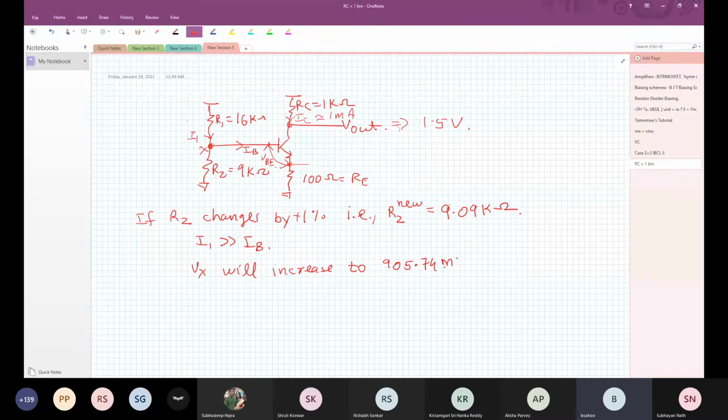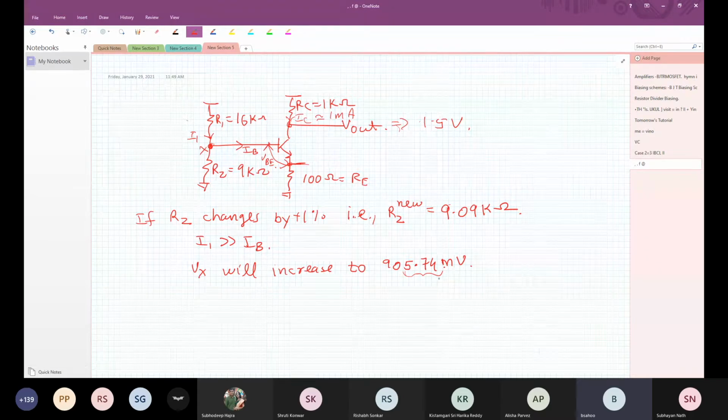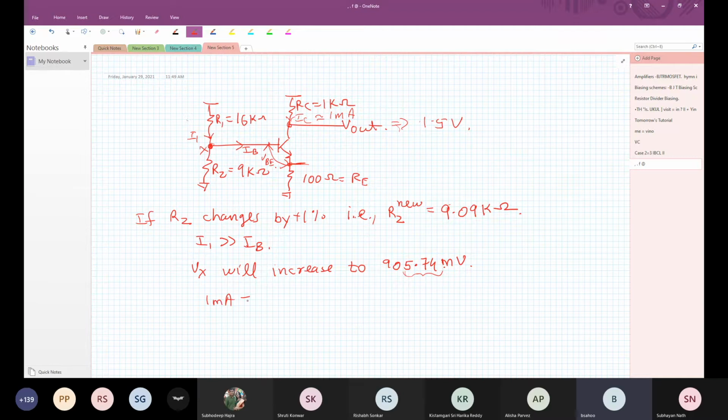905.74 millivolts. This 5.74 millivolts, if you work it out, will drop across this RE, and thereby it will increase this IE by a very small fraction from 1 milliamp. It will increase to 1 milliamp plus 50 microamps, which is roughly equal to 1 milliamp. Thereby the IB doesn't change and the IC doesn't change that much. Therefore, the V out will not budge that much. It will reduce by a very small amount.